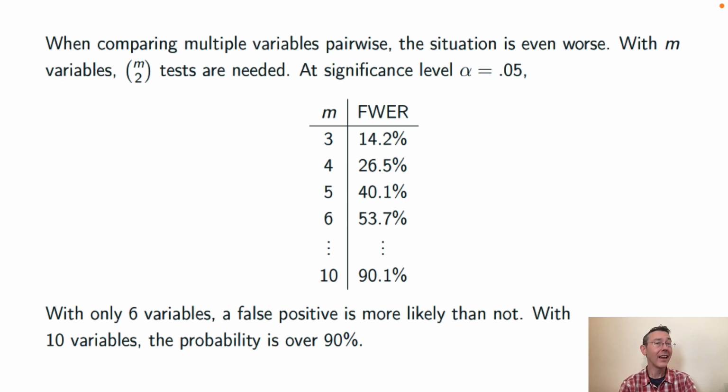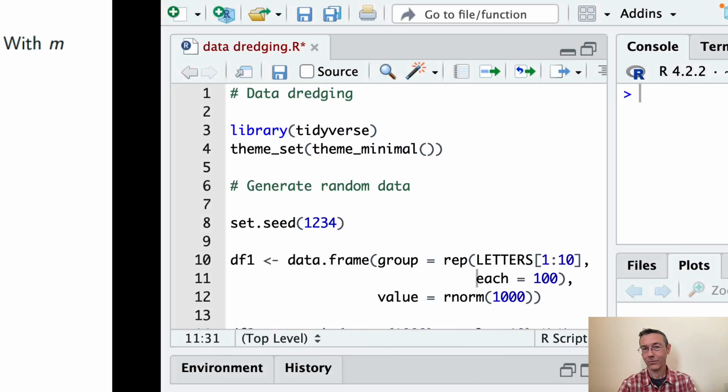By the time you get to 10 variables in your data set, which isn't actually that many variables these days, the probability of at least one false positive is already over 90%. So pretty likely that you're getting at least one. And of course, you could always get more than one. Now, I want to swap over to R and do a bit of a demonstration here to show you a couple places where this sort of data dredging actually happens in practice.